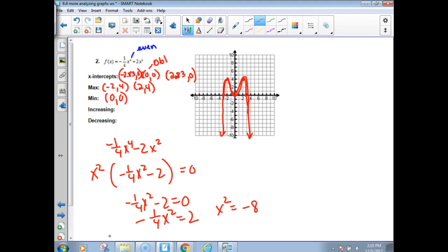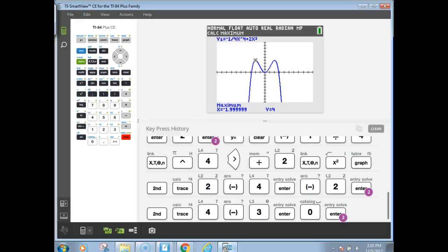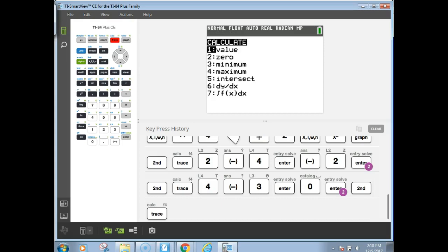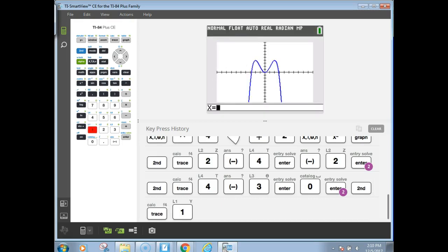I'm going to try something because I'm just feeling like I might be a little bit wrong here. Hold on. Second trace value. I'm going to choose choice 1. I'm going to put in 0 for x and hit enter. Oh, I did get 0, 0. So it actually did hit at 0, 0. But this is a 4th power. This is to the 4th.